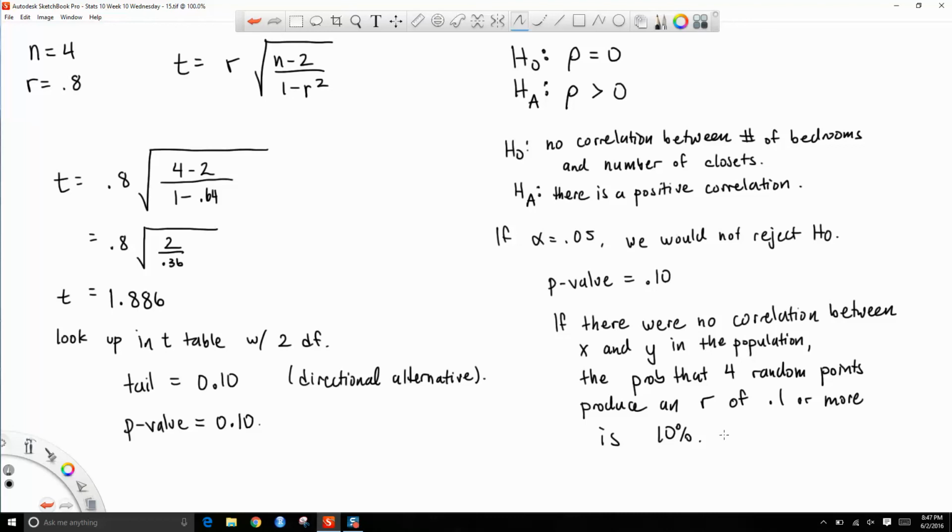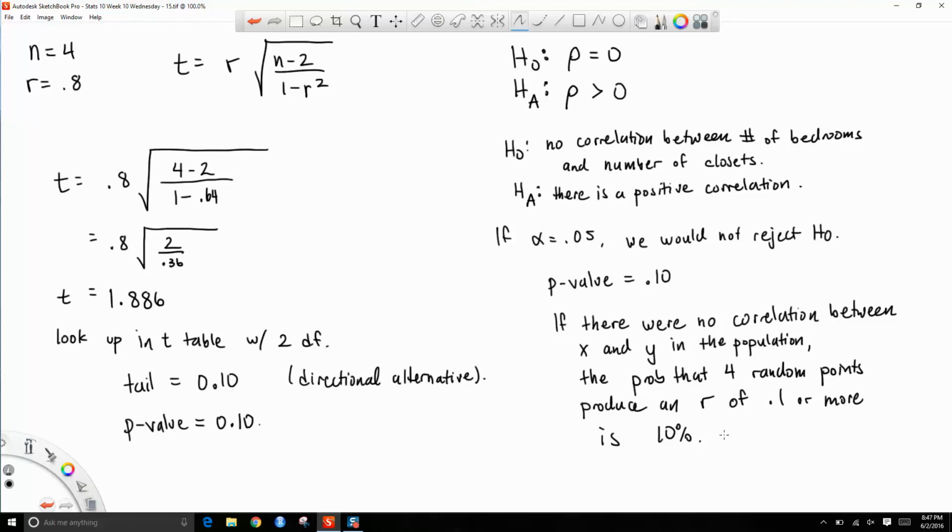Or another way to think of this is that I could close my eyes and throw 4 darts at a wall. And if I throw 4 darts at a wall, from random chance, it might appear that they're in somewhat of a straight line. If I threw darts at a wall with grid lines, we could calculate the correlation between the locations of those 4 points where the darts landed. And it says about 10% of the time you would get a correlation of 0.8 or more just from throwing 4 darts at random at the wall.